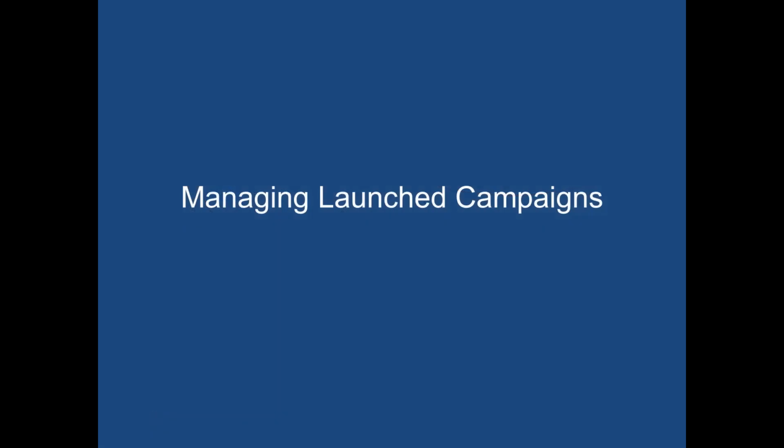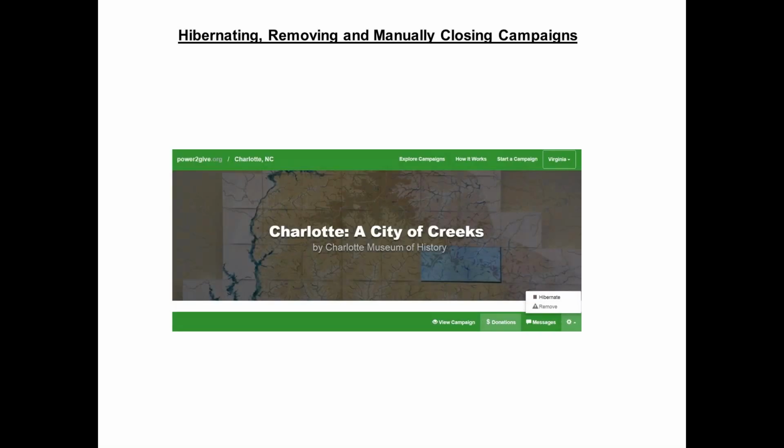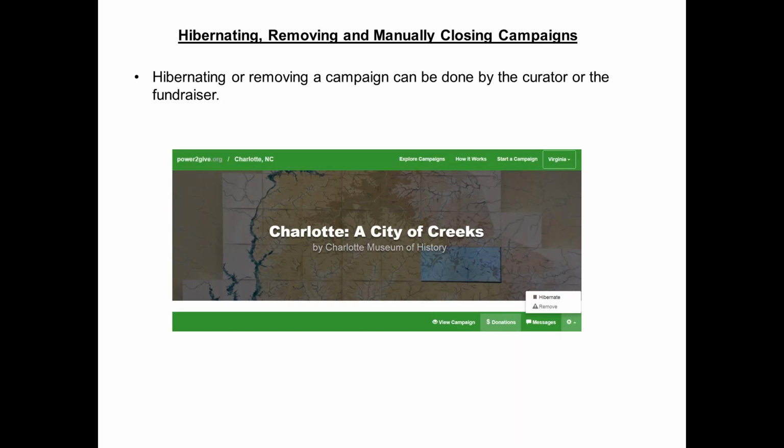And that's how you approve and review campaigns. So let's look a little bit at how you manage launched campaigns. When a campaign is launched, a few of the things you can do are hibernate, remove, or close a campaign. The hibernate option is something we were talking about a little earlier, but basically either you as a curator or the fundraiser can do this themselves, and they would just click this little gear option and then select hibernate.